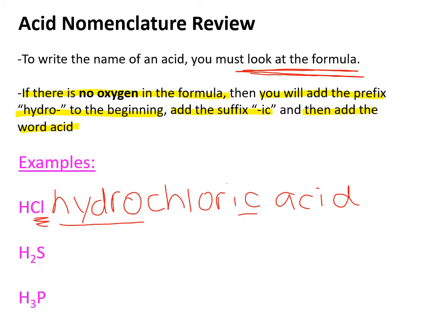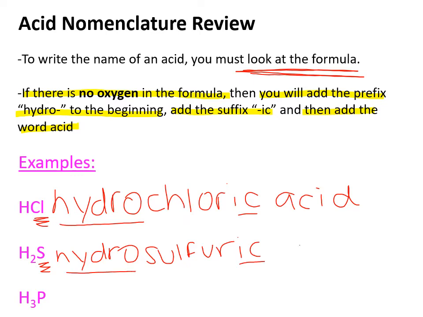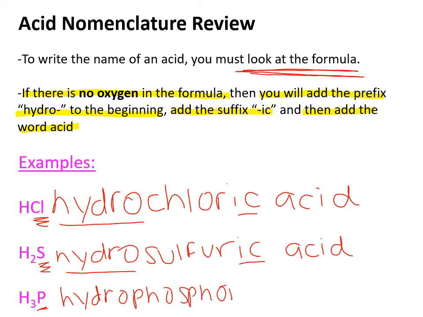H2S, no oxygen, so it gets a hydro. And then S is sulfur. Now with sulfur, you actually put the whole word and then add ic on it. So hydrosulfuric acid. And then the last one, H3P. Again, no oxygen, so hydro, and phosphorus is a P, and it becomes phosphor. So don't write the us-ic acid. Hydrophosphoric acid.